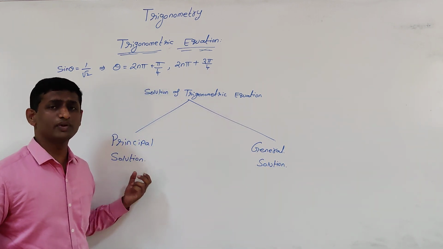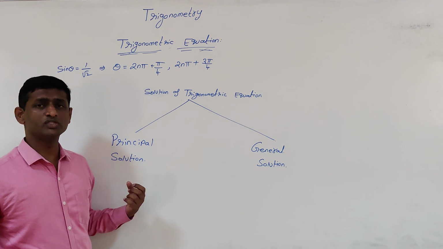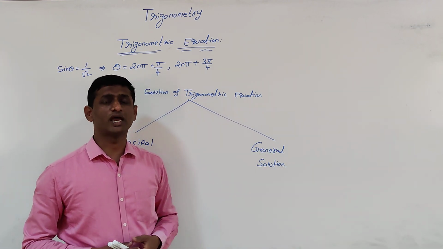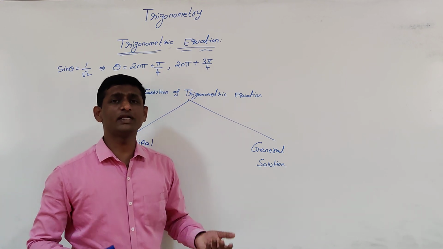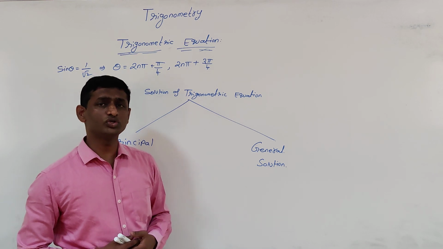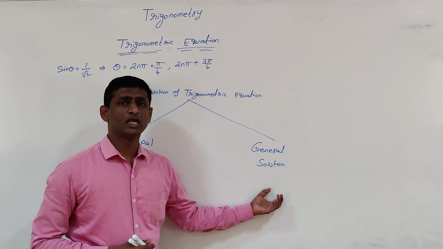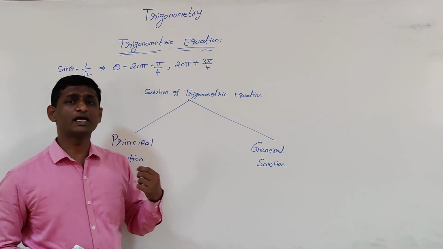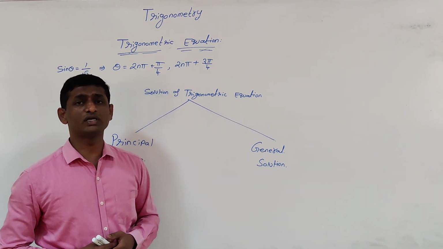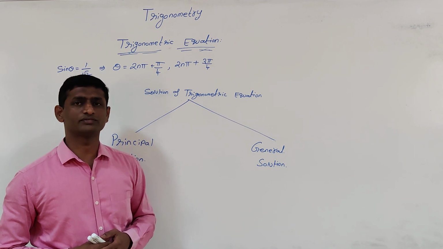If we know the principal solution, then we will be able to find the general solutions. As we have discussed, a trigonometric equation has an infinite number of solutions. That infinite number of solutions is called the general solution. And a principal solution means one solution, the starting solution of the trigonometric equation.